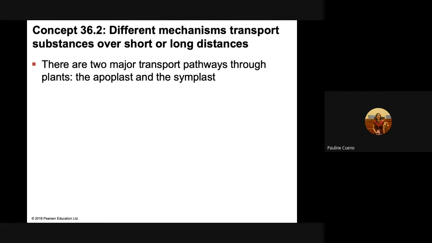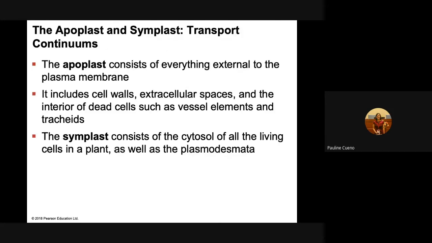Okay? And then, there are different mechanisms that transport substances over short or long distances. So we have two major transport pathways, the apoplast at saka yung symplast. So when we say short or long distances, there are some cases na maliit lang yung stem, so konti lang yung kailangang i-transport. And then there are also cases na long yung shoot length or yung stem length, so mahaba yung kailangang i-transport. When we say apoplast, the apoplast root consists of everything external to the plasma membrane.